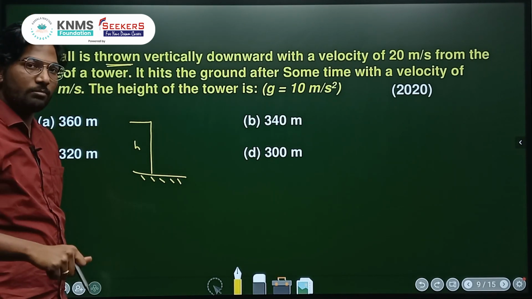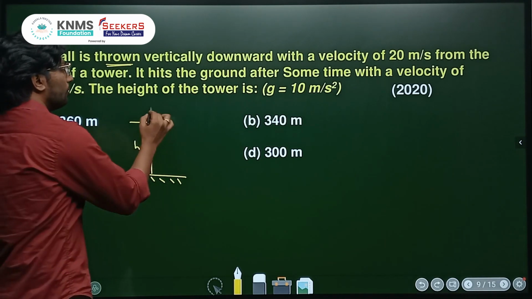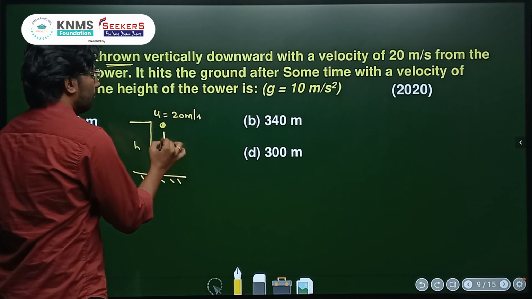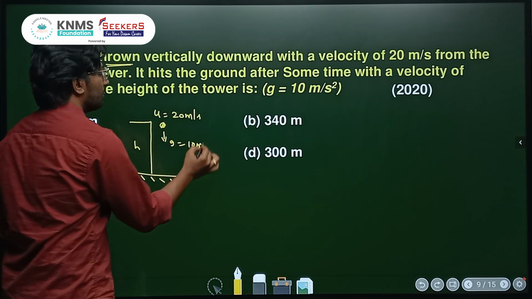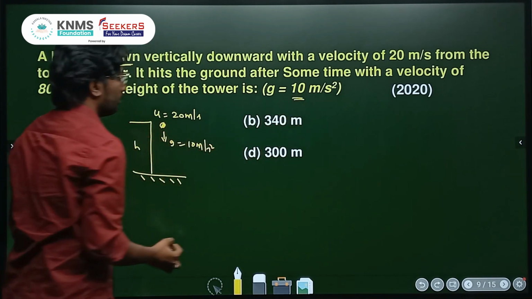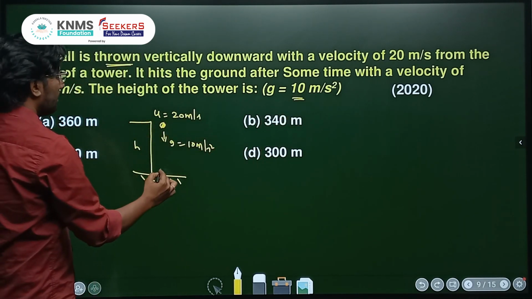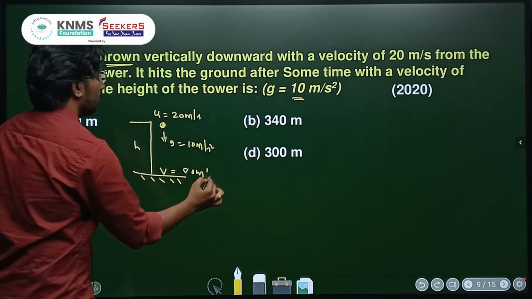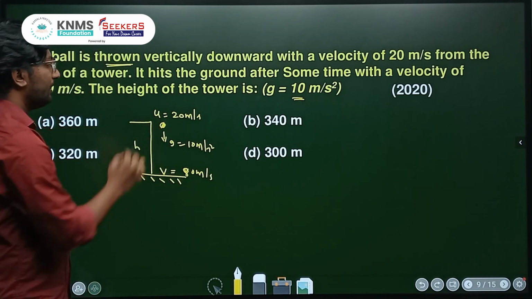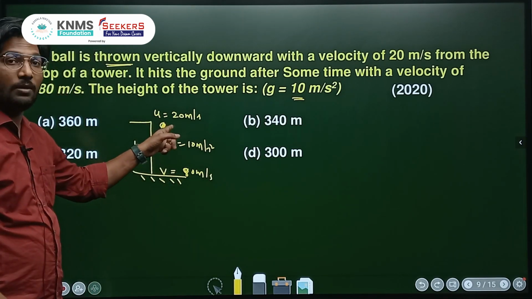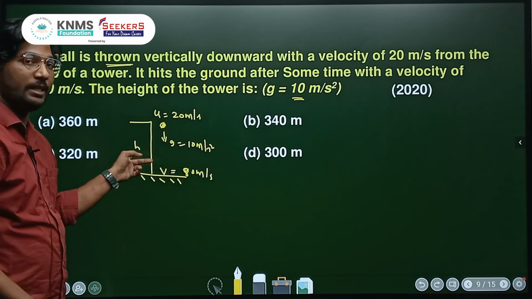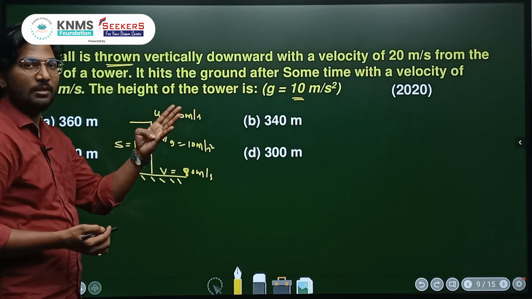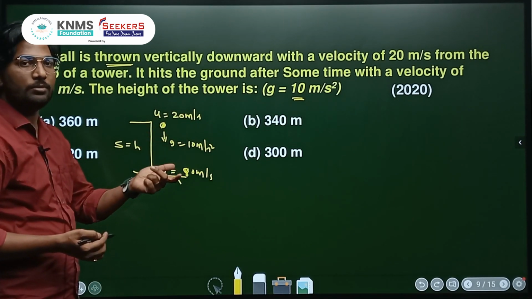So when we are throwing something down, we need to give it some velocity. So initial velocity is available, 20 meter per second. The ball travels down with acceleration due to gravity 10 meter per second square. That is what they have asked us to take in the question. It strikes the ground with some velocity, that is 80 meter per second, and you need to find the height. So you have final velocity, initial velocity, a value, you need to find h, or otherwise you can also take it as s. So v, u, a, s: which equation? v square minus u square is equal to 2as.